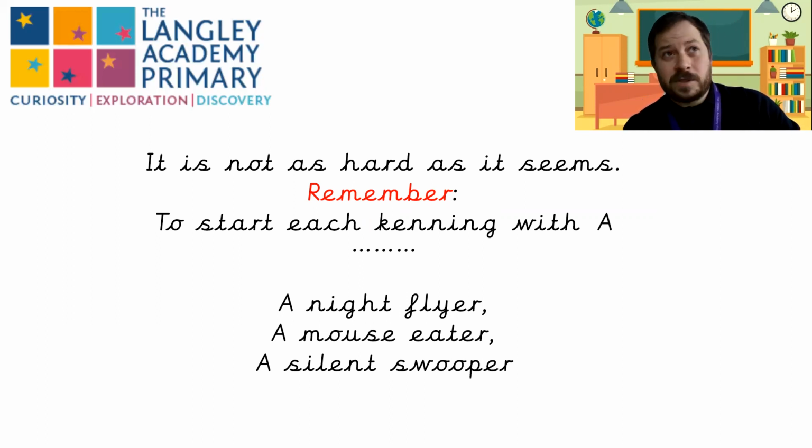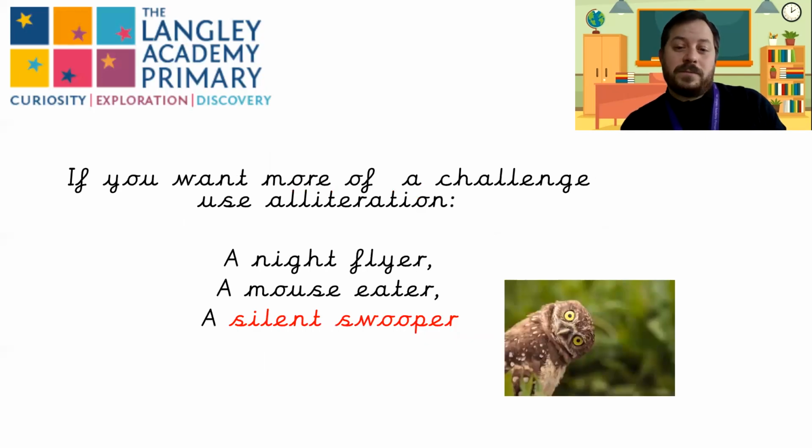And that's exactly how it's used in Beowulf. But here we're thinking about using it in a poem. It's just a good way to think about it. So what else do we need to know? If you want more of a challenge, you can use alliteration. So our last one, our silent swooper, both began with S. And this just draws the reader in that bit more. It makes it more interesting to read. So our night flyer, our mouse eater, and our silent sweeper is our owl here.